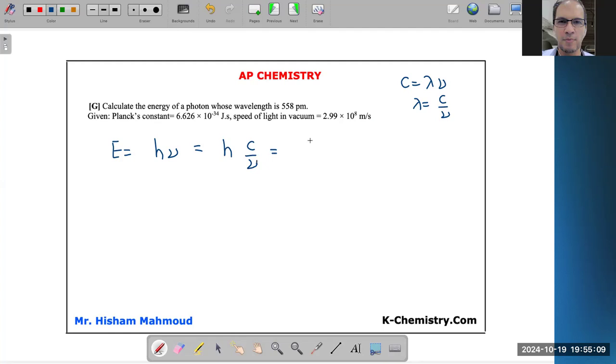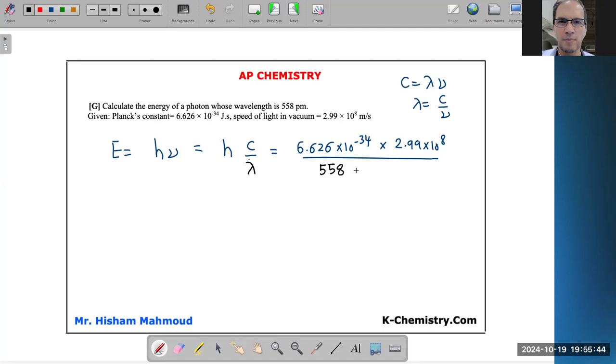What is the value of H? The Planck's constant is 6.626 multiplied by 10 to the power minus 34. Okay, what is the C? 2.99 multiplied by 10 to the power 8. And what is the frequency? Or what is the wavelength, Mister? You want to find the wavelength. Sorry, here I wrote this one. H times C over, sorry, I meant to say wavelength of course. So what is the wavelength?